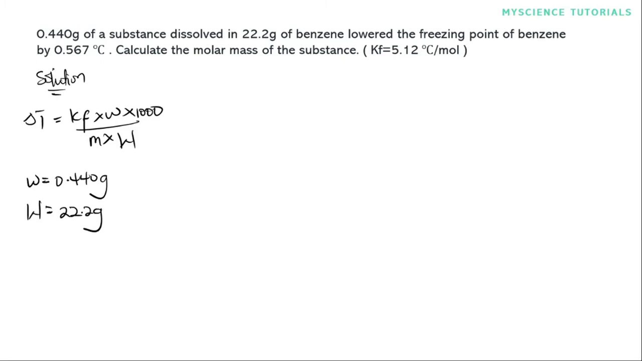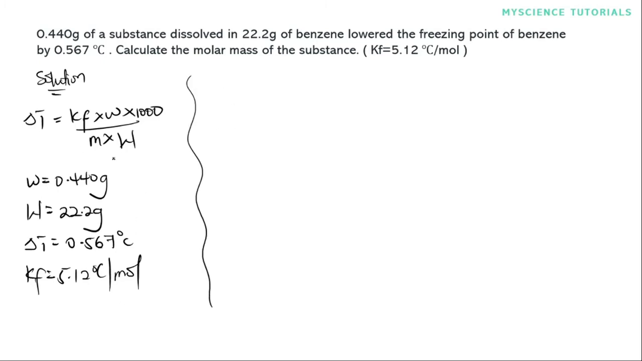So it lowered the freezing point of benzene by this, so it means our delta T is 0.567 degrees Celsius. And then we have to calculate for the molar mass, given that KF is equal to 5.12 degrees Celsius per mole. So straight ahead, we can go ahead and find our molar mass. If I make small m the subject from here, our molar mass will be equal to KF multiplied by w multiplied by 1000, all divided by delta T multiplied by capital W.